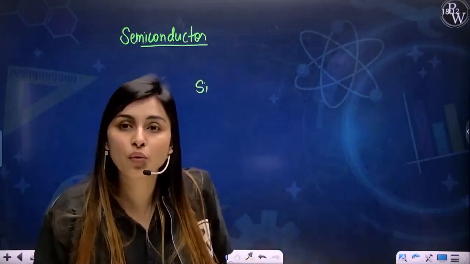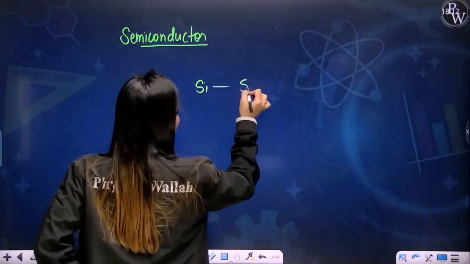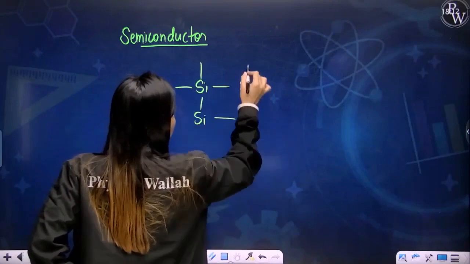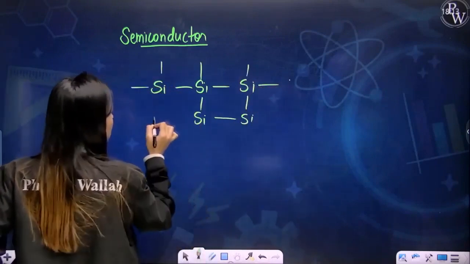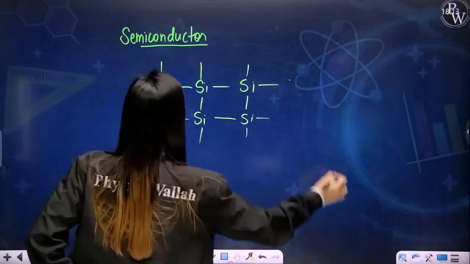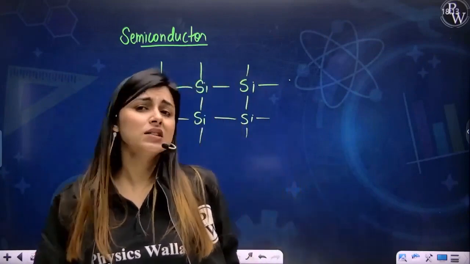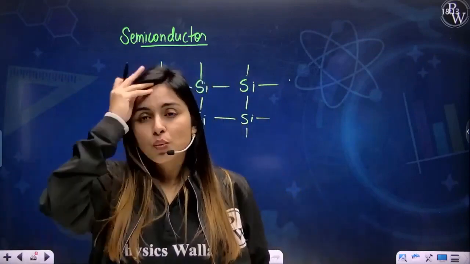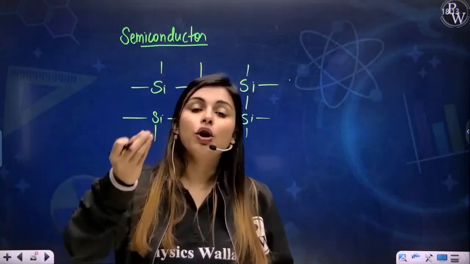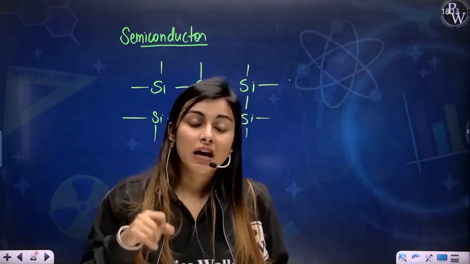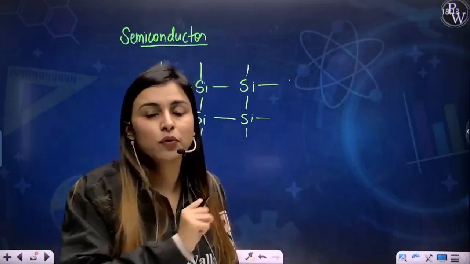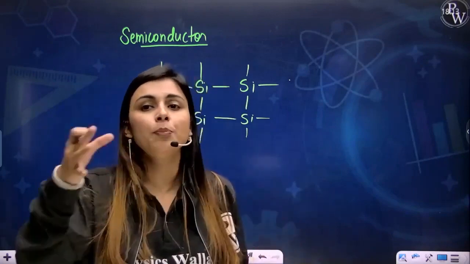Group 14 elements have 4 valence electrons, so they can make 4 bonds together. So silicon makes bonds like this. This is how your semiconductor looks, and it is not conducting electricity right now. We can increase its conductivity by adding some impurity to it, or by doping it. What are we doping it with? We are doping it with either a group 13 element or a group 15 element.